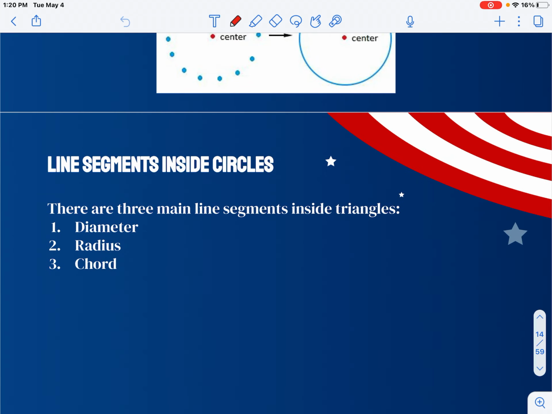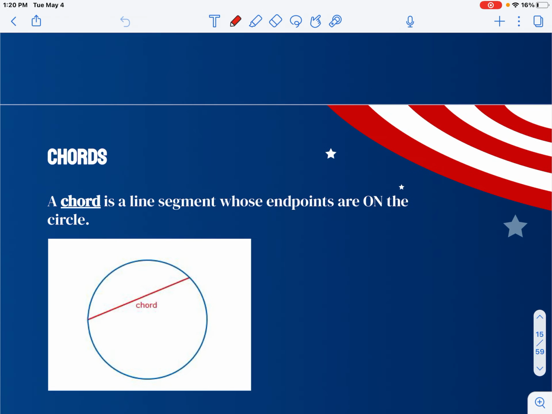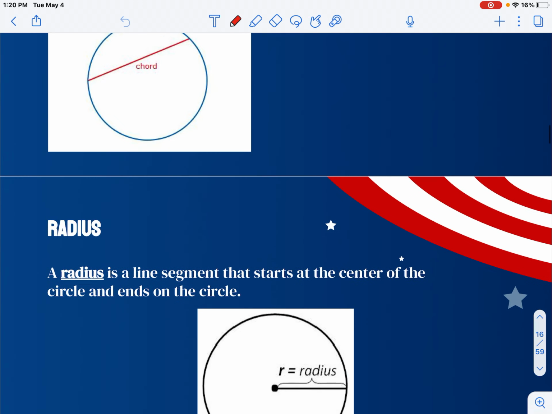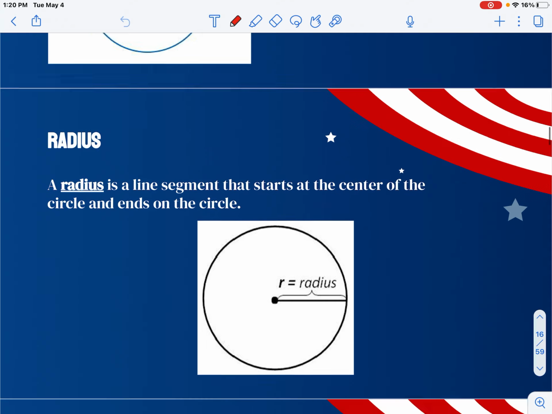Now there are three main line segments that we want to talk about: diameter, radius, and chord. The first one is a chord. A chord is just a line segment that starts on one end of the circle and goes to another end of the circle. That's it. The radius starts at the center point of a circle and goes to the edge of the circle.